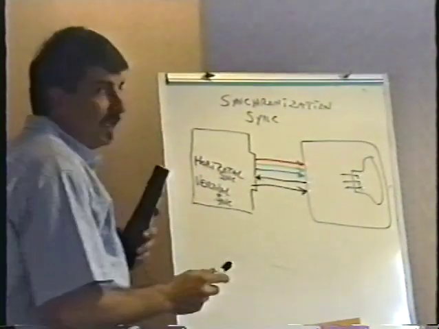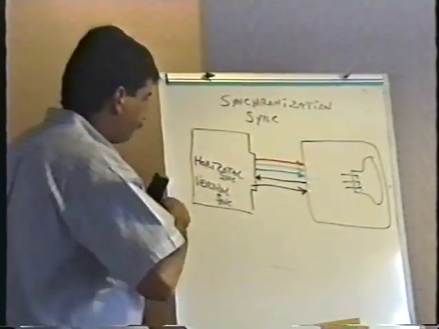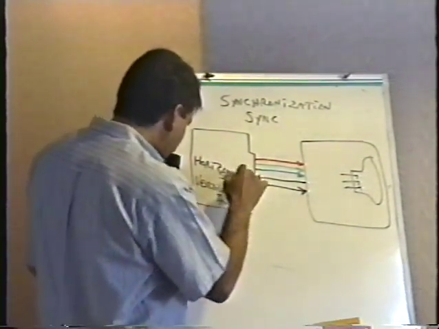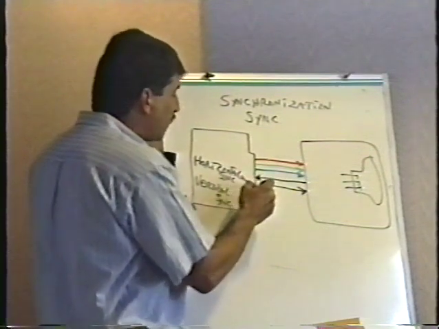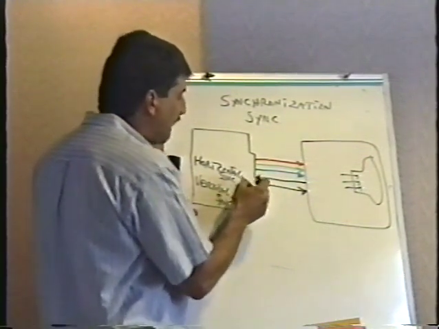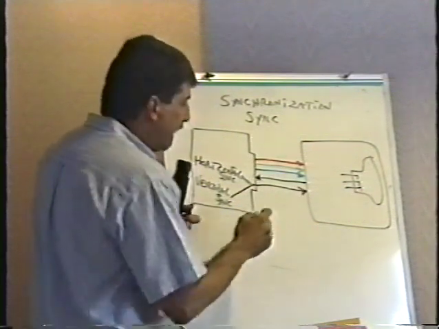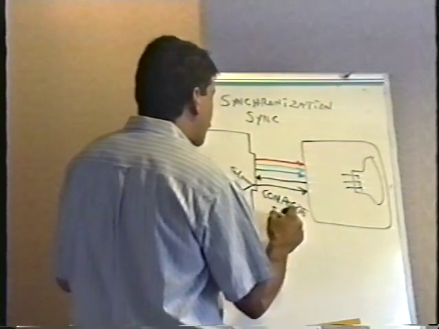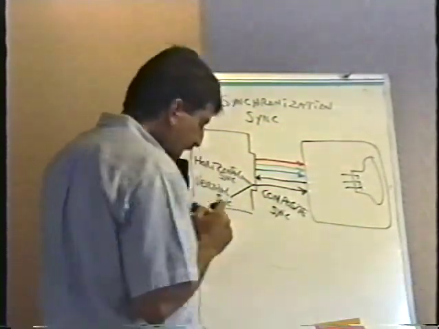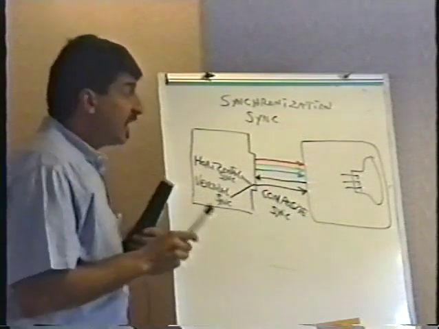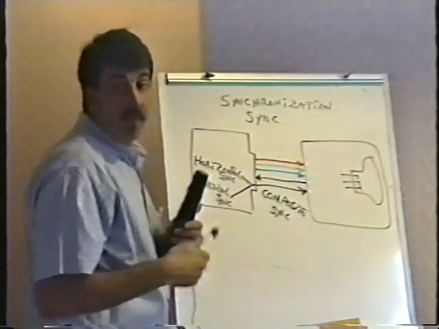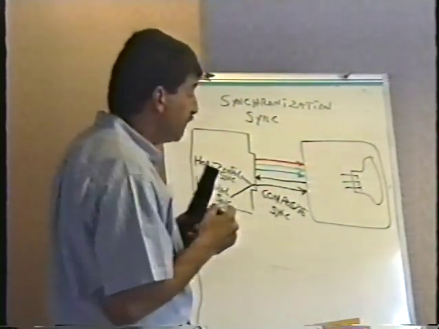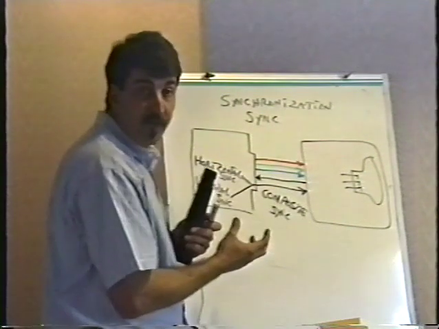Now, in all of today's games, the horizontal sync and the vertical sync are combined together and sent along just one wire. It's called composite sync. Even though they're sent along just one wire, the monitor can tell the difference between the two. And the way it can tell the difference is that they are two completely different frequencies.